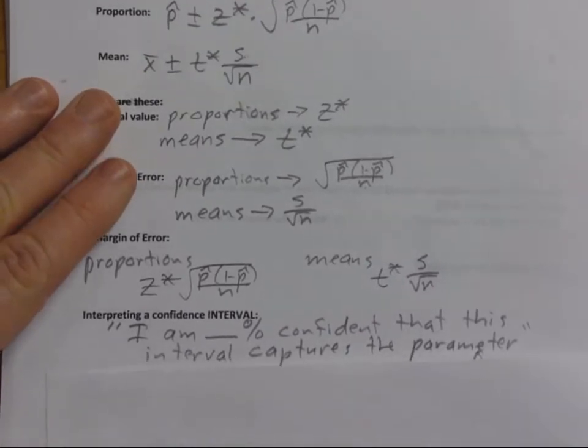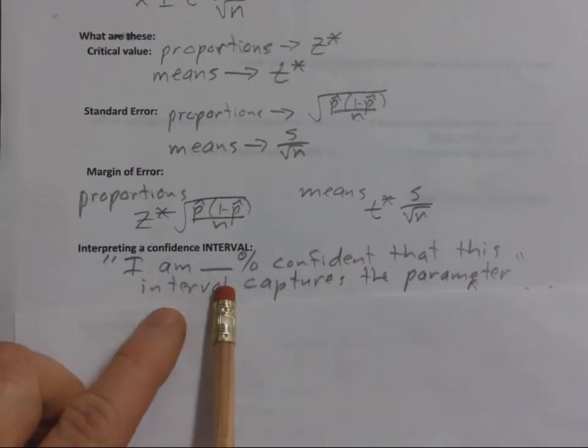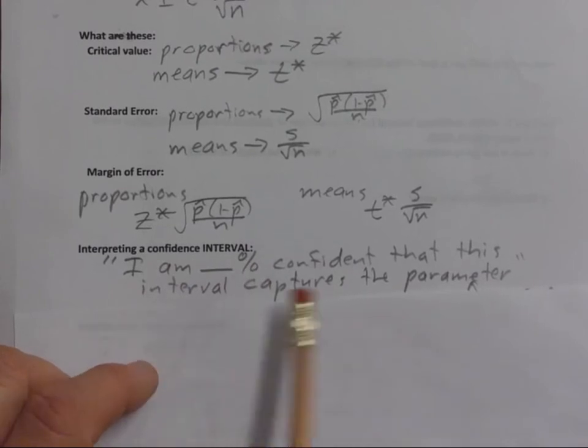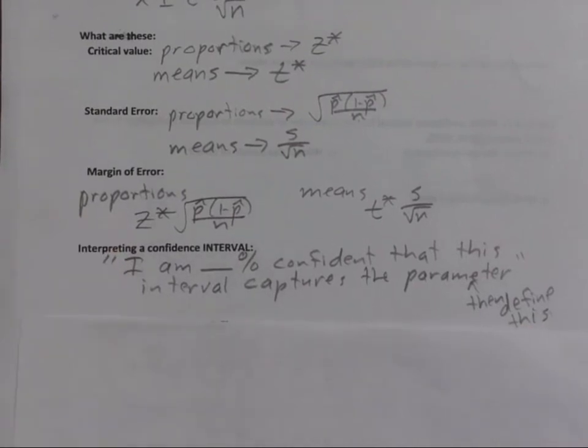So that's the next thing on our little sheet. What does it mean to interpret a confidence interval? You're going to say, I am whatever percent confident is listed in the problem. If it said in the problem, create a 99% confidence interval, then you would say, I'm 99% confident that this interval captures the parameter, and then define what that parameter is. So if you're estimating the percent of students that make above a 30 on the ACT, then you're going to say, I'm 95% confident that this interval captures the parameter P, the proportion of all the students that made above a 30 on the ACT. Okay, that's what it means to interpret the confidence interval.